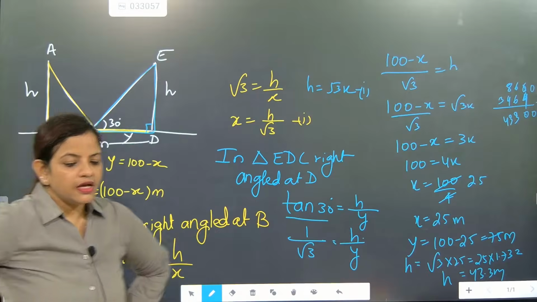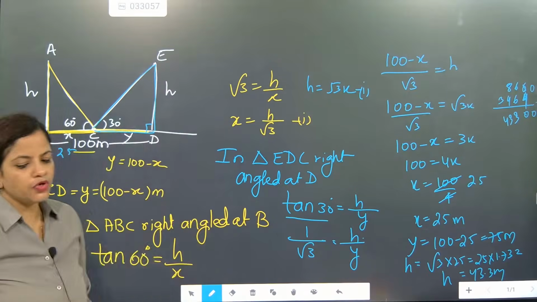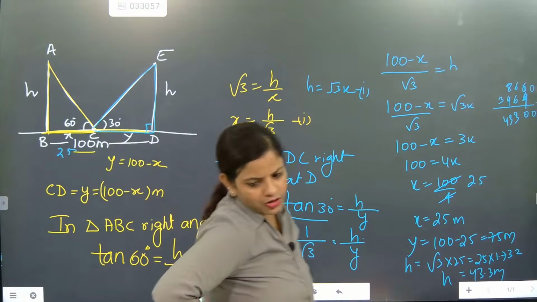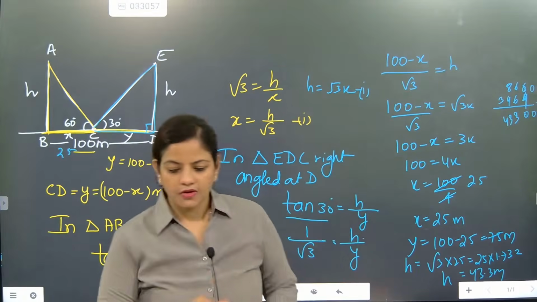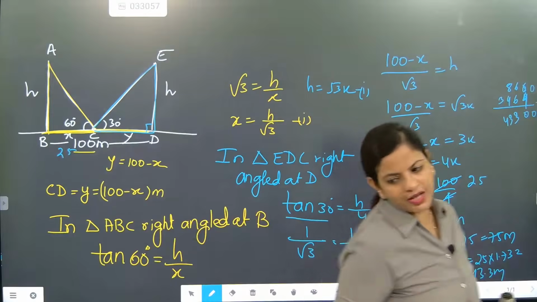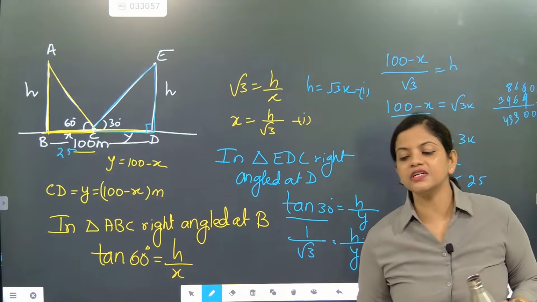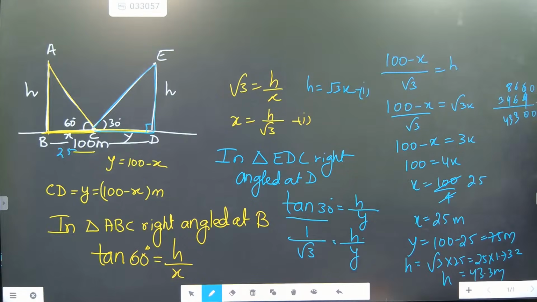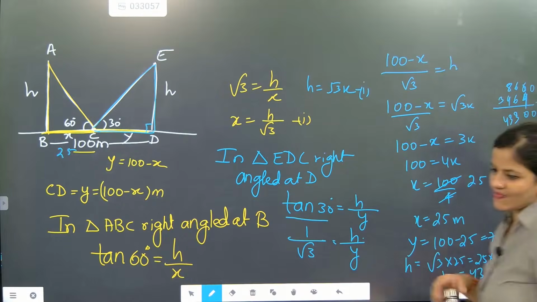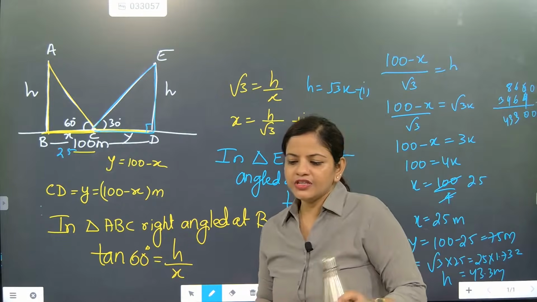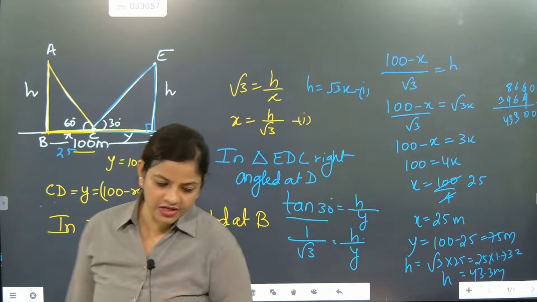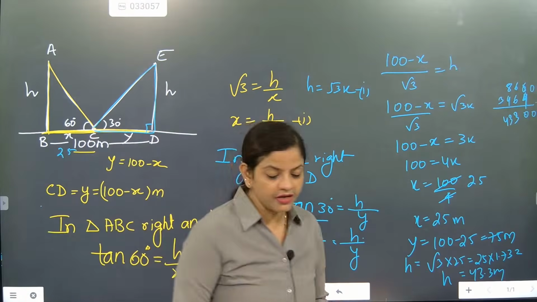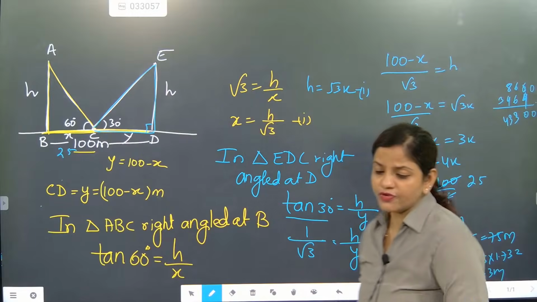Yes. In many questions tan is used, and in many questions people can use cot also. Tan and cot both can be used, but for convenience we are using tan only. 25 root 3, the answer is 43.3 meter. Now let's go for the next question, please.